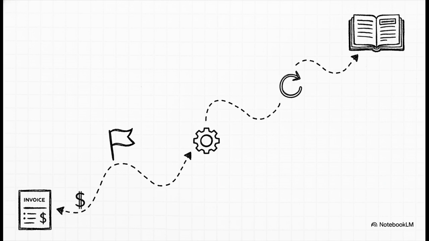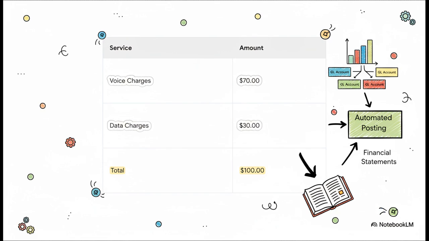Okay, I know that can sound a little abstract, so to make this crystal clear, we're going to follow one simple, everyday invoice through this entire journey, step by step. Let's make it real. All right, here's our invoice, a nice, clean $100. It's broken down into $70 for voice services and $30 for data services. Now, this is the invoicing document view. It's exactly what the customer sees.